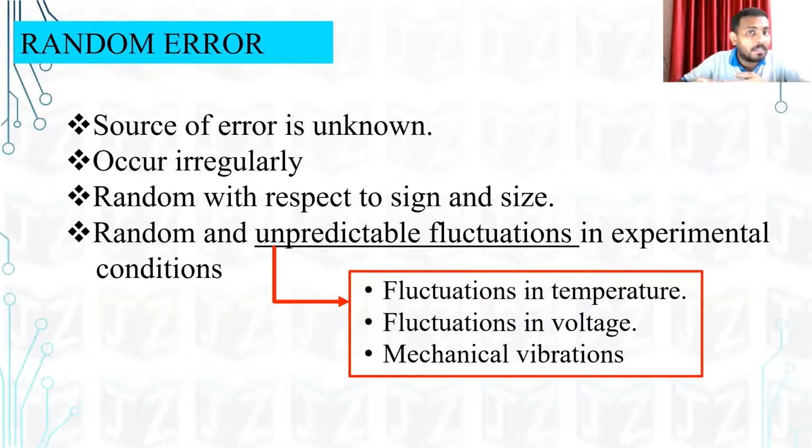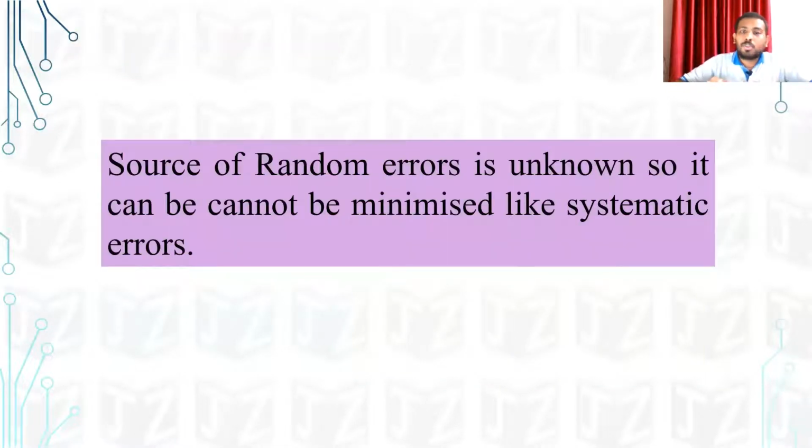But the other error we have is random error. The problem with random error is that the source of random error is not known, and it also occurs irregularly. Random errors vary in size and sign. These occur due to unpredictable things, such as fluctuations in temperature, fluctuations in voltage, and mechanical vibrations, which are all causes of random errors. So the source of random error is unknown, so it cannot be minimized like systematic errors.